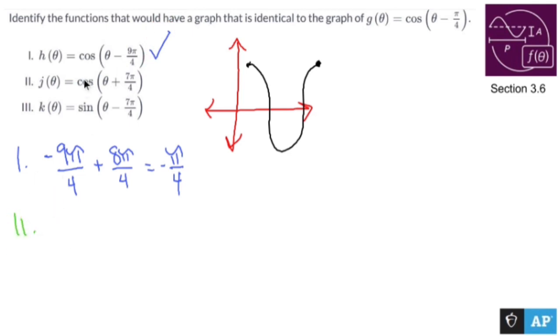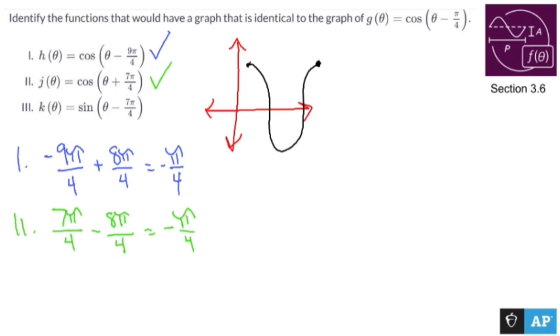Similarly, 2 gives me another cosine where it's theta plus 7 pi over 4. I need to see if I can make that the same as negative pi over 4. So I'm going to take 7 pi over 4 and subtract 2 pi, or subtract 8 pi over 4. 7 pi over 4 minus 8 pi over 4 is, no way, negative pi over 4 again, which is what I want. So 2 works.